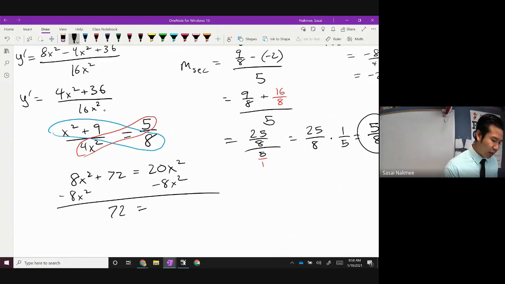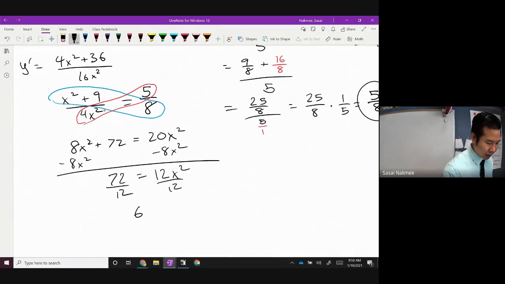I got 72 is equal to, it looks like, 12x squared. Divide both sides by 12. I end up with 72 divided by 12, I believe is 6, right, is equal to x squared. Take the square root of both sides. When you take the square root of a variable, though, you have to make sure you include that the answer is going to be plus or minus the square root of 6 is equal to x.